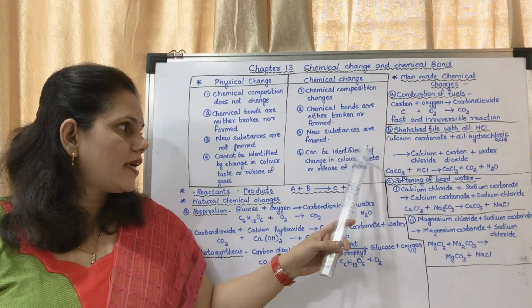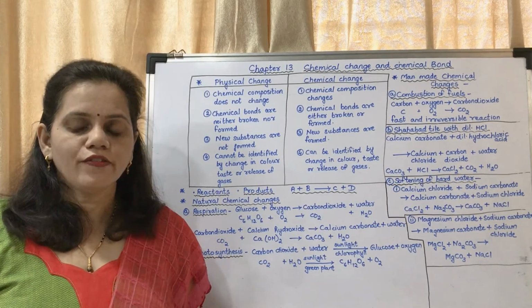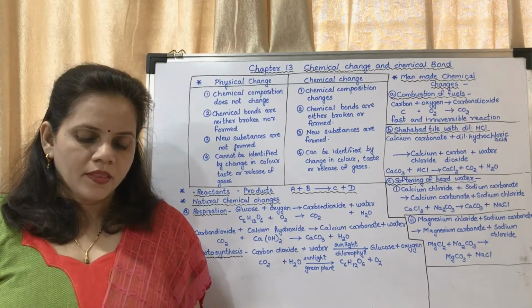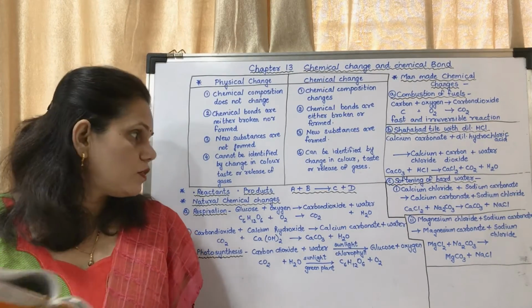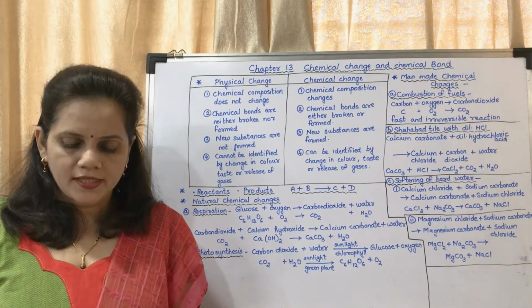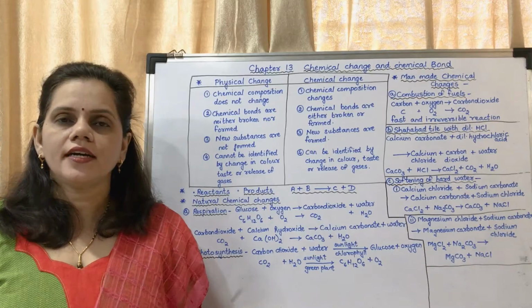That means it can be identified by change in color, taste, or release of gases. Okay, now that is about physical and chemical change. Now we may move on to the next page, page number 90. Chemical change and word equation.